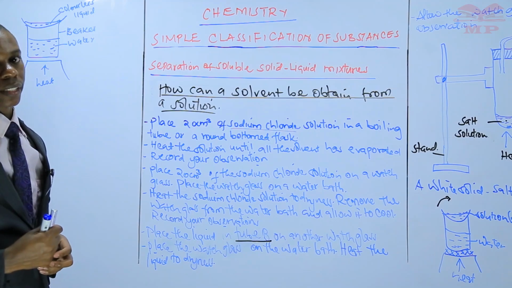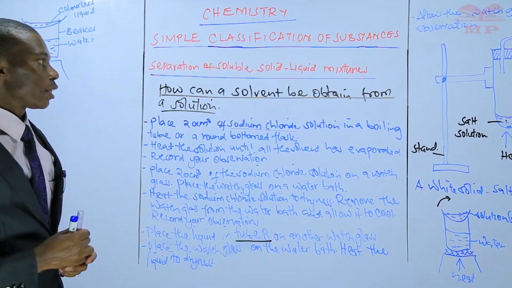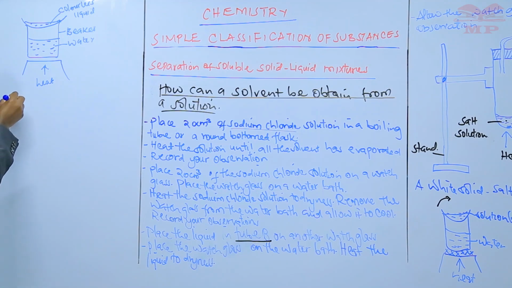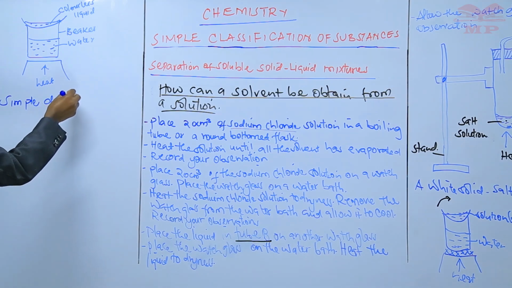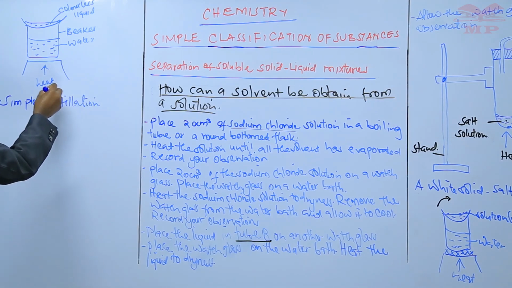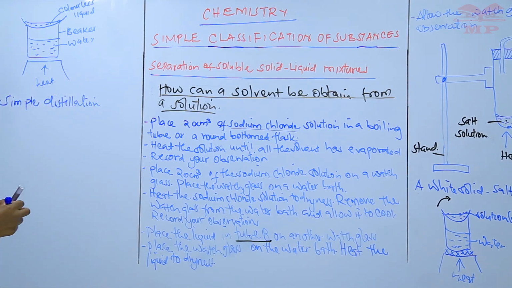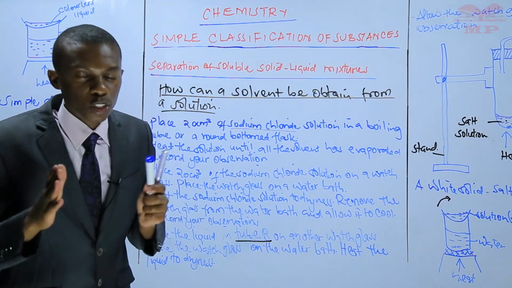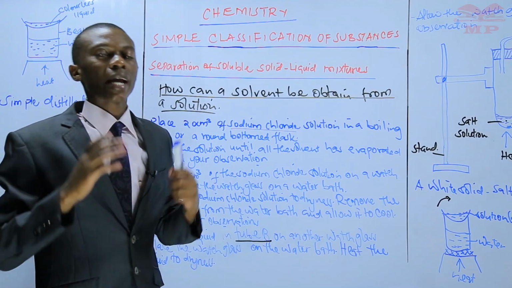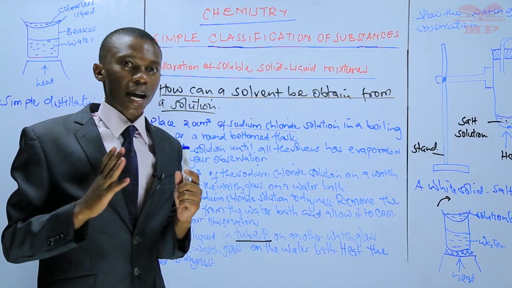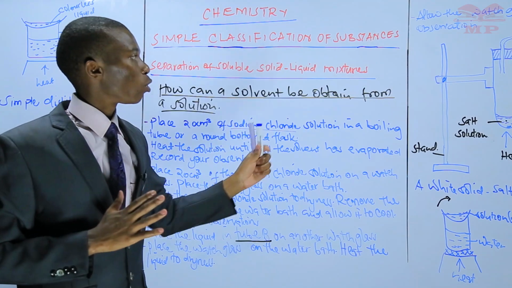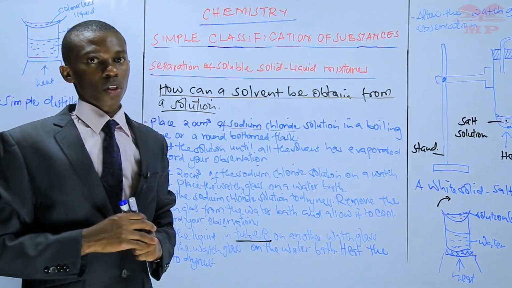That's what happens. This method of separation is called simple distillation. It is called a simple distillation method. Therefore, through a simple distillation method, we can obtain a solvent from a solution. And it is possible using this method.